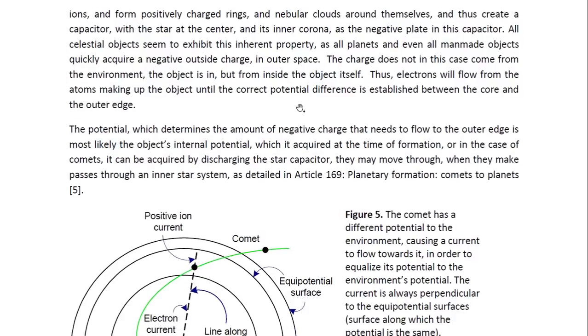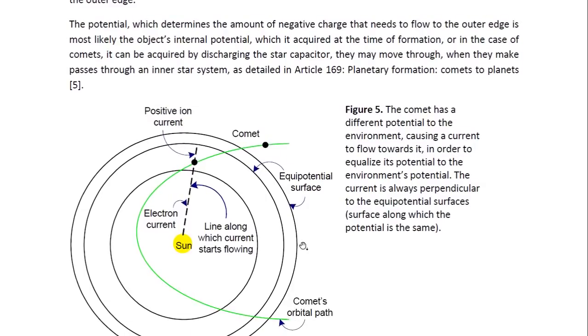The charge does not, in this case, come from the environment the object is in, but from inside the object itself. Thus, electrons will flow from atoms making up the object until the correct potential difference is established between the core and the outer edge of the object. And we see here the illustration of the capacitor that stars form. The star in the center is itself a superatom, in that it has a positive center and a negative charge on the outside. And this atom is what produces the star's ability to generate this capacitor around it, where positive ions are ejected from the star, and as a result of electric discharges, which are powered by this charge separation inside the star.